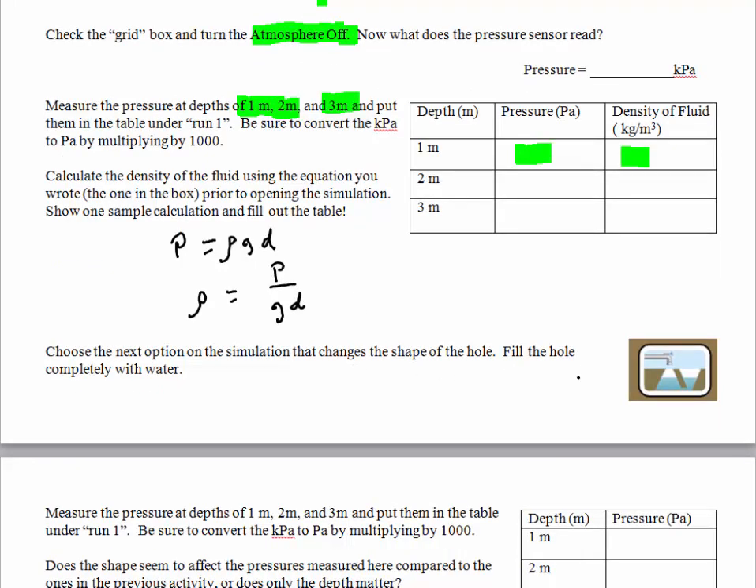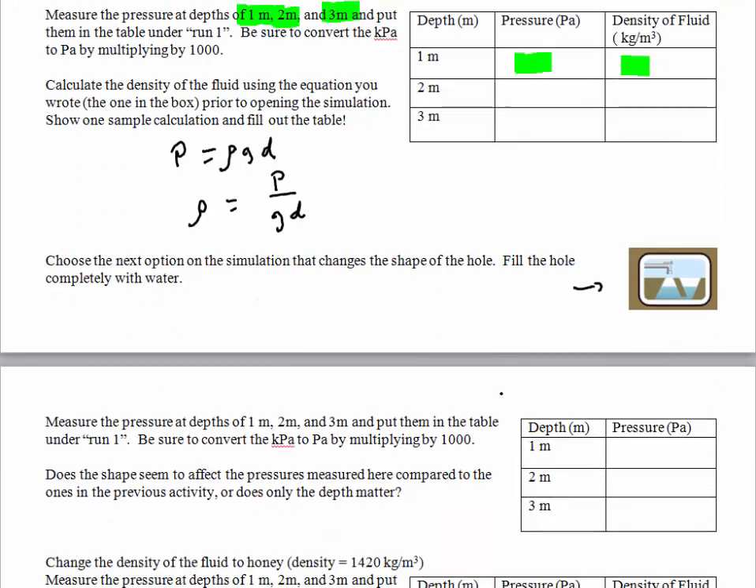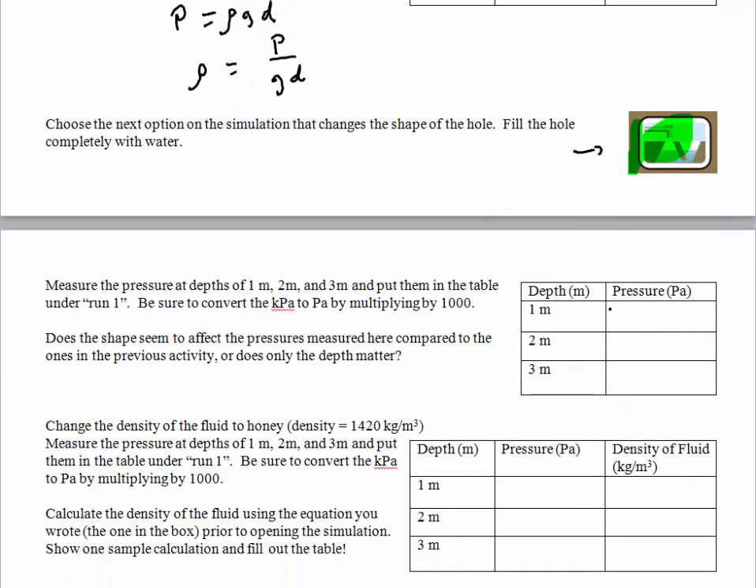Then we're going to go to a different simulation and we're going to actually measure the same depths. One thing I forgot to mention, please do convert kilopascals into pascals when you're doing this. The simulation is going to read in kilopascals. Please do work in pascals. And then we're going to come over to this simulation. We're going to do the same thing, and you may be asking yourself, why should it be different? It probably should not be different.